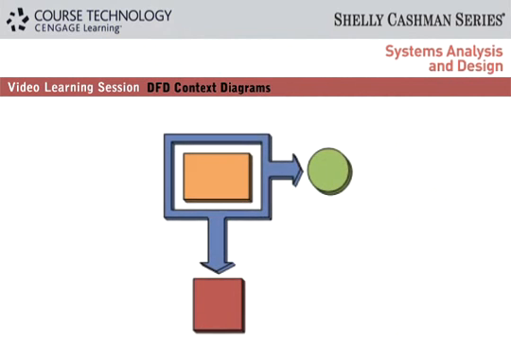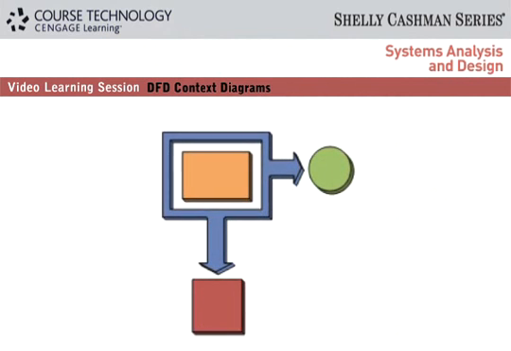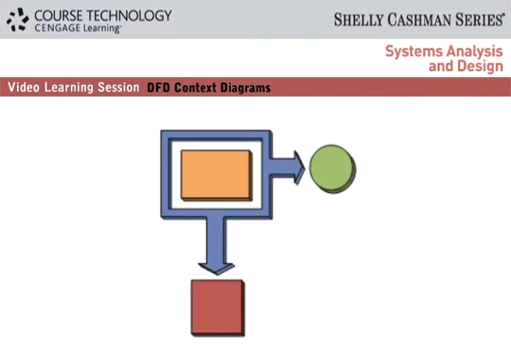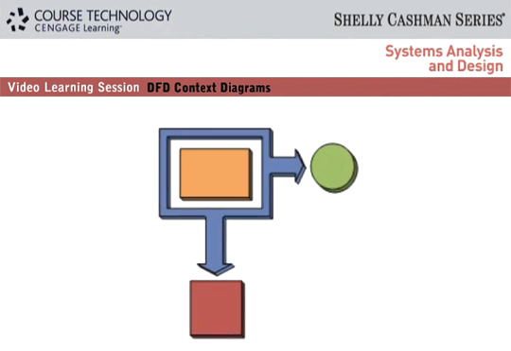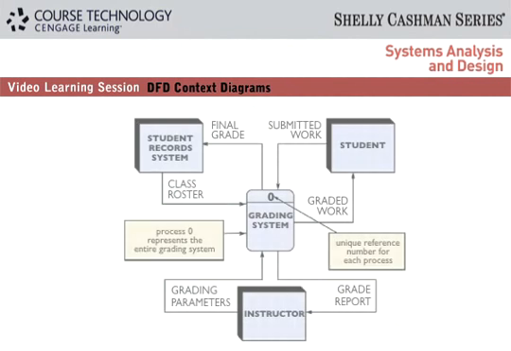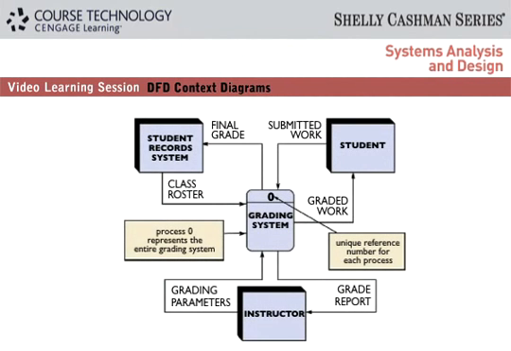Let's look at a typical context diagram. This one is from the textbook. It shows a simple grading system. First, let's identify each element in the diagram. Then, we'll show how to build the same diagram from scratch.